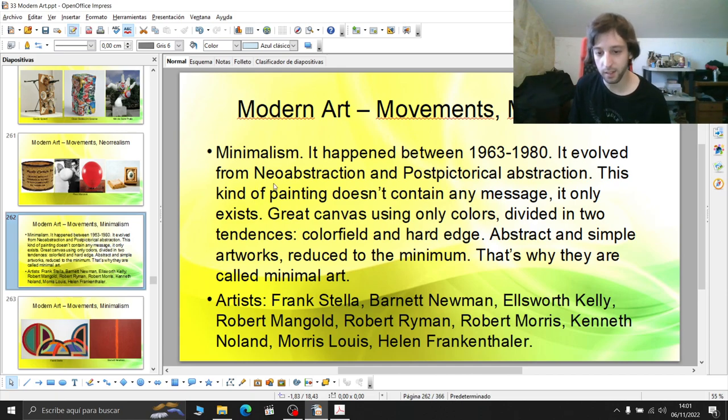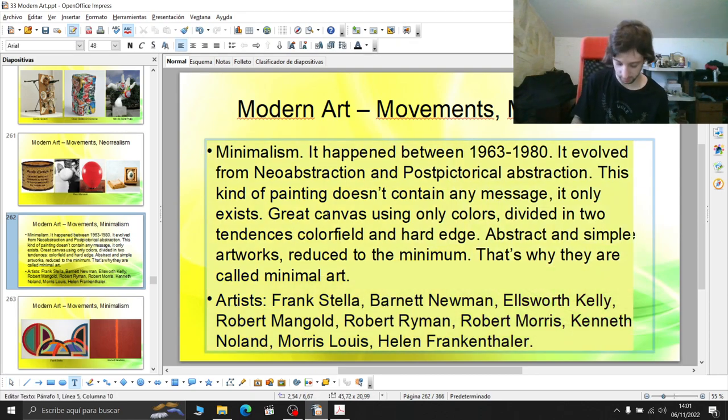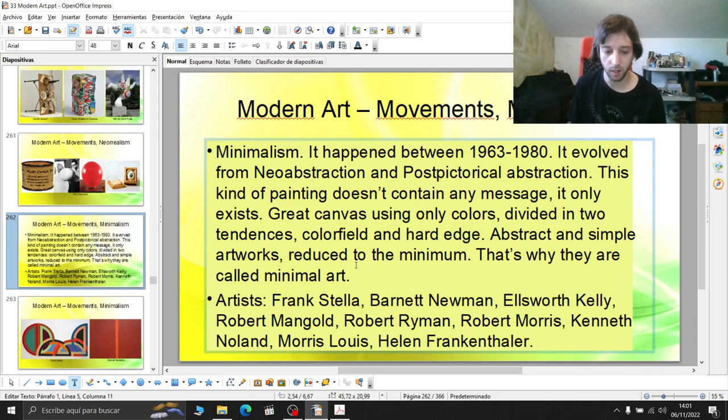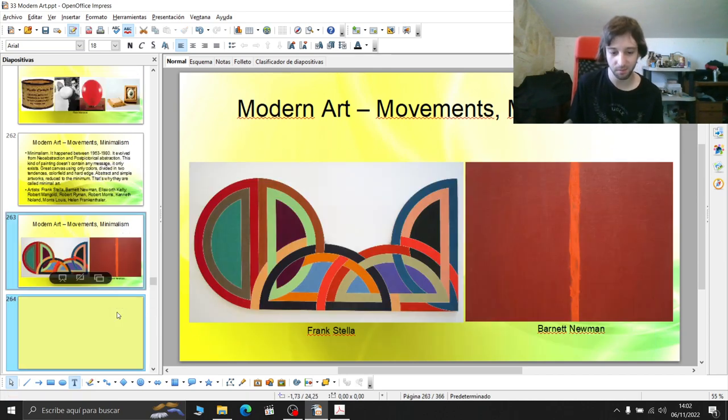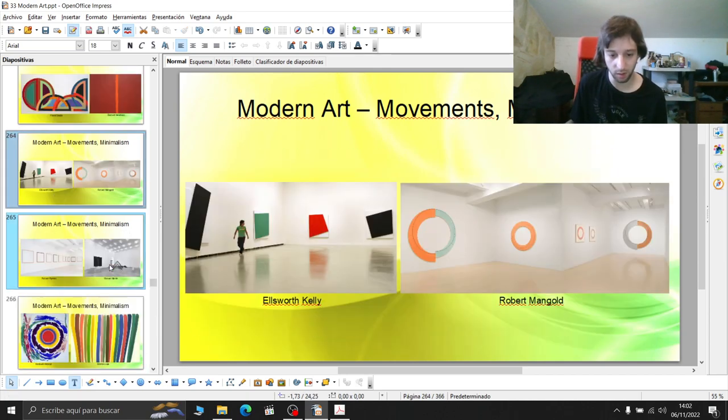Minimalism. It evolved from neo-abstraction and post-painterly abstraction. This kind of painting doesn't contain any message, it only exists. Grid canvas using only color, divided into two tendencies, color field and hard edge. Abstract and simple artworks reduced to the minimum, that's why they are called minimal art. With artists like Frank Stella, Barnett Newman, Ellsworth Kelly, Robert Mangold, Robert Ryman, Robert Morris, Kenneth Noland, Morris Louis and Helen Frankenthaler. Lots of Roberts here. Here you see examples of all of them.